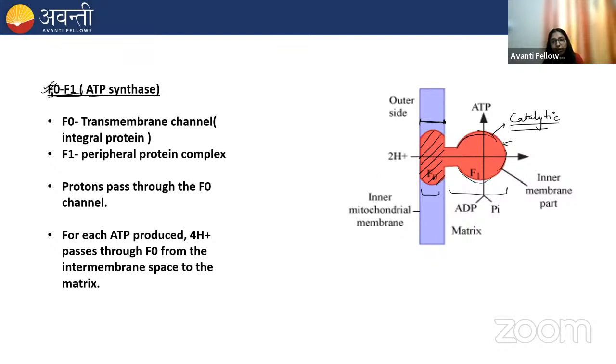So when the proton passes through this F0, the proton gradient is broken down. And because of that breakdown of the proton gradient, energy is released. This energy will be utilized by this F1, and a conformational change occurs in the F1. And because of that, ADP plus 1 molecule of inorganic phosphate results in the formation of ATP. So this energy is utilized in the formation of ATP.